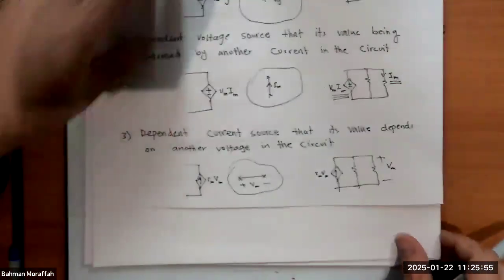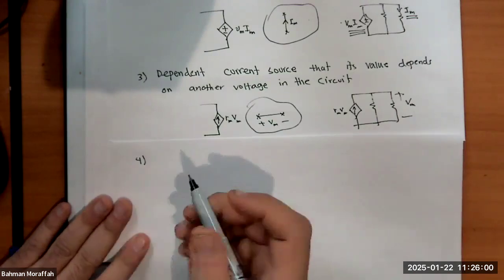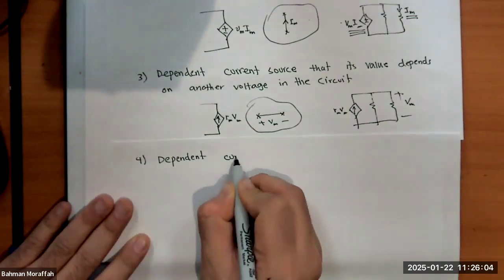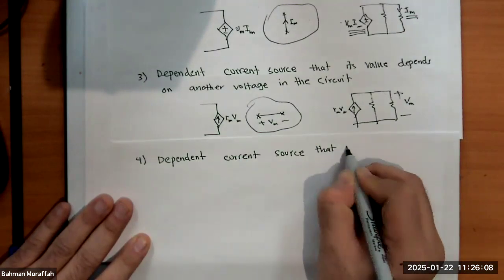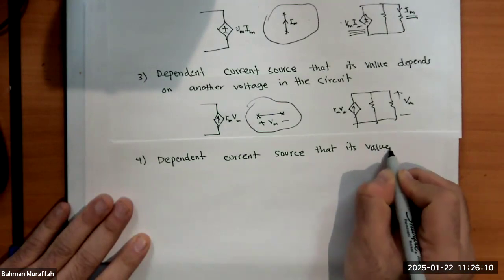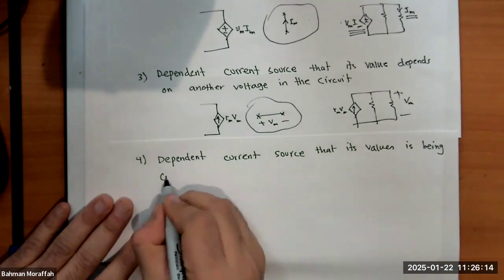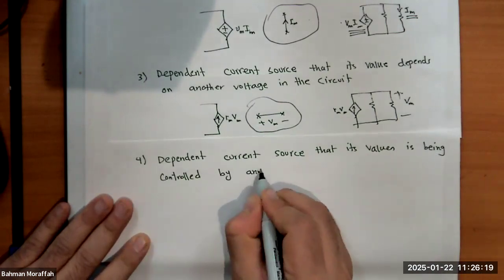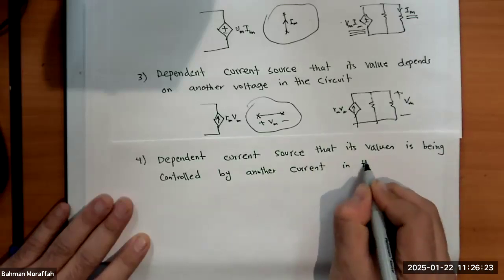So I have a dependent current source that its value is being controlled by another current in the circuit.